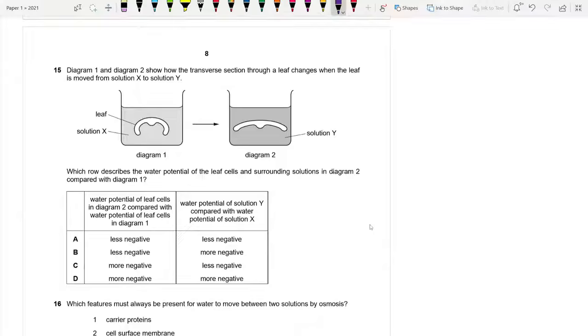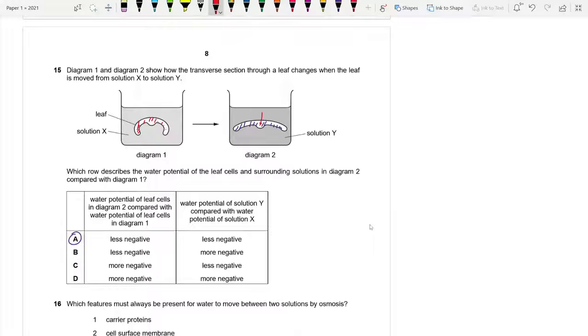Basically, we need to look at turgidity. The answer should logically be A. I'll tell you why. So, water potential of leaf cells in diagram 2. These leaf cells have lower water potential compared to the leaf cells in diagram 1. Why is that? Water has basically entered the cell and it has become more turgid. In diagram 2, the leaf is more turgid comparatively. That's why it's firm in shape and stretched out like that.